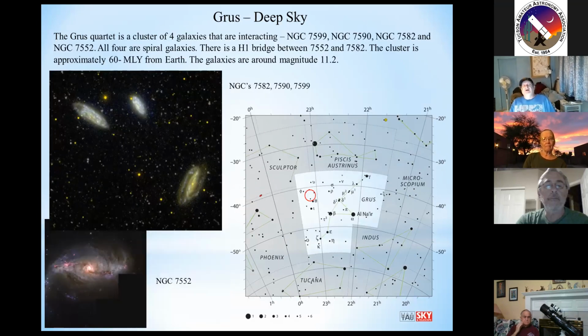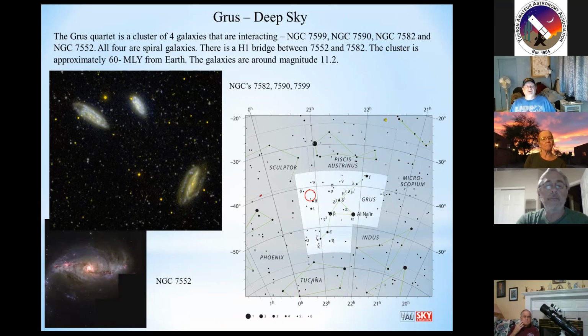There is one thing in Grus that's rather interesting. There's what's called the Grus Quartet. It's a cluster of 4 galaxies that are all gravitationally interacting with each other. NGC 7599, 7590, 7582, and 7552. All 4 of them are spiral galaxies. There's a hydrogen 1 bridge running between 7552 and 7582.